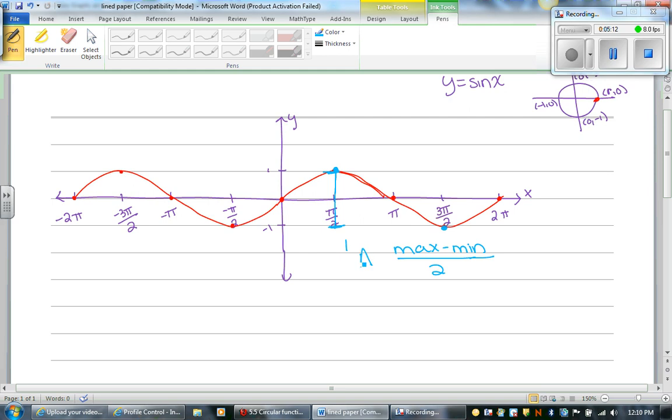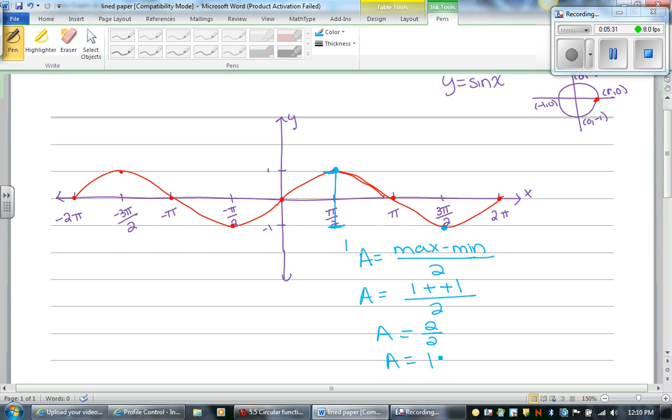And again, this is for amplitude. My maximum is 1 minus my minimum, which is negative 1, divided by 2. Minus negative, we get plus 2 divided by 2, which I know to be 1. So there's your amplitude.